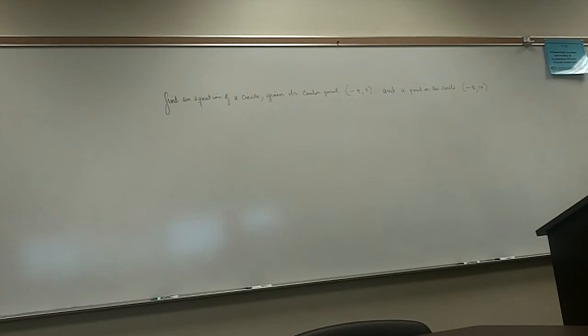You can either make a graph or use the distance formula. You can either draw a graph or use the distance formula. Well, you have to use the what? Distance formula. The distance between those two points will give you the radius, because you have the center point, and you have a point on that circle.